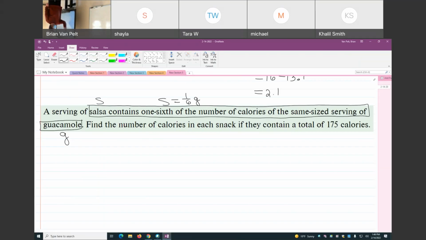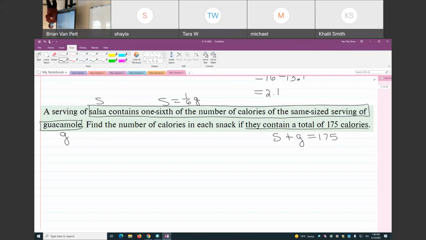Anyways, so you got S and G. S equals 1/6 G. But there's another equation around here somewhere. Where is it? S plus G equals 175. That's right. This right here says that S plus G equals 175. So I've got two equations. That's important. You need two equations because you have two unknown quantities. One equation will not be enough. Two.